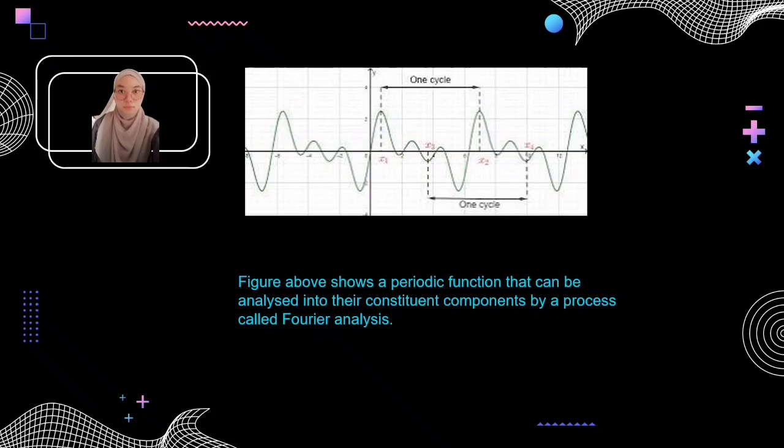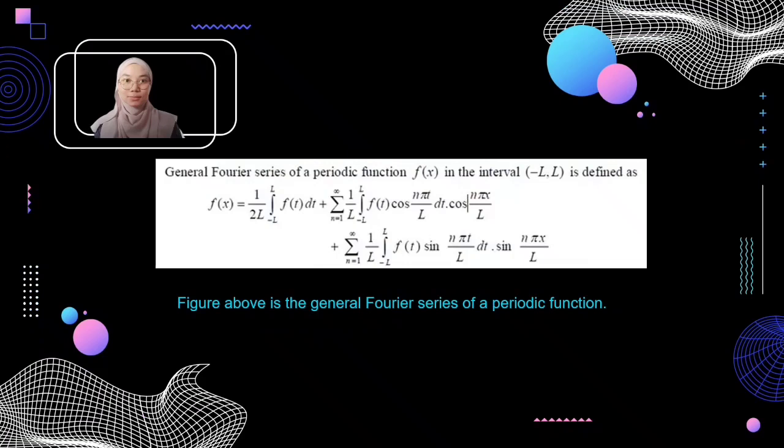A periodic function is a function that repeats its value in a certain period. The period of the function is the interval between two successive repetitions. It is normally defined by specific values over a single period and the length of its period. This figure shows the general Fourier series of a periodic function in the interval -L to L.